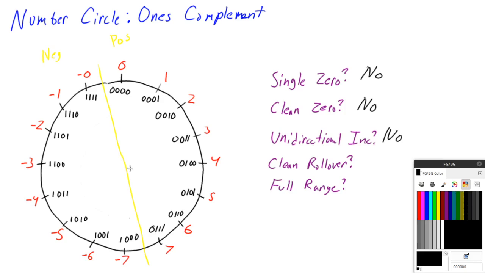Well, do we have a clean rollover? That's asking, is our max next to our minimum? And in this case, yes, it is. Right, our max is right here, and our minimum's right there. So yes, we do have a clean rollover.